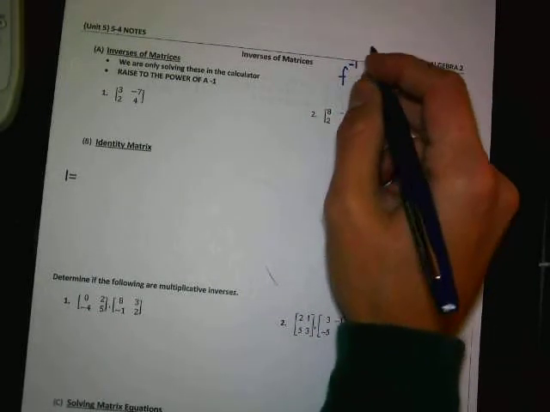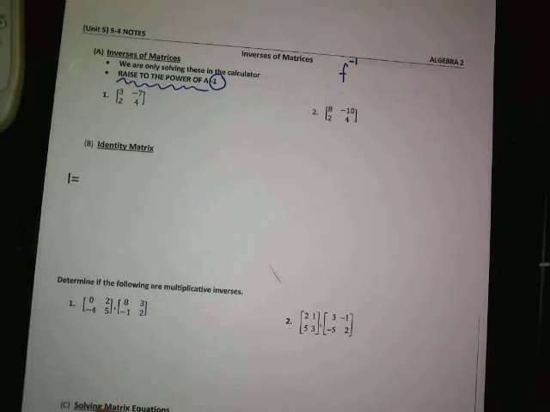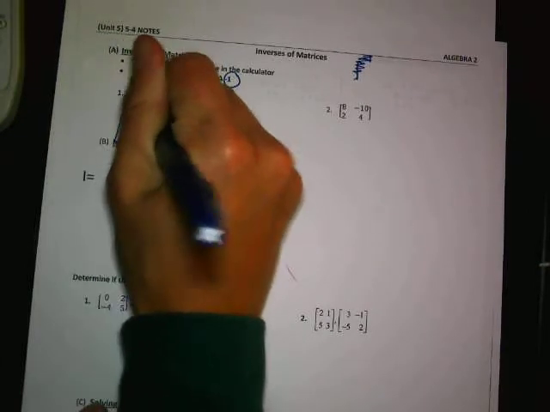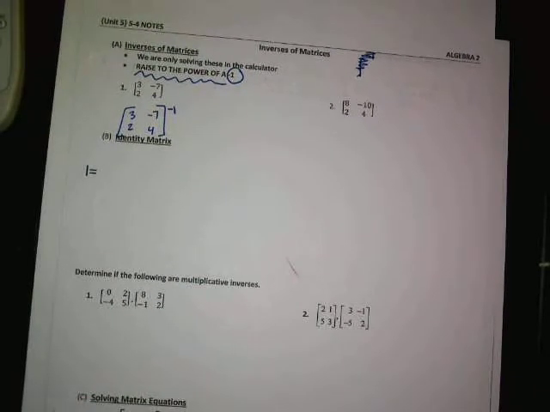Remember when we did inverse of functions? Do you remember that when I had f, do you remember what little symbol was up here? Yeah, -1. All right, so that was the inverse of a function. So when you're doing the inverse of a matrix, we are going to raise it to the power of -1. So 3, 2, -7, 4, and we're going to raise it to the power of -1.